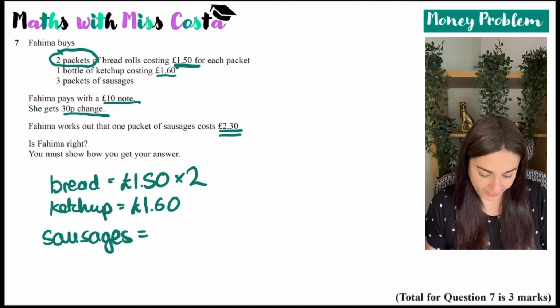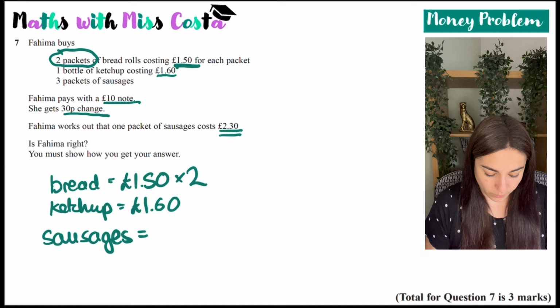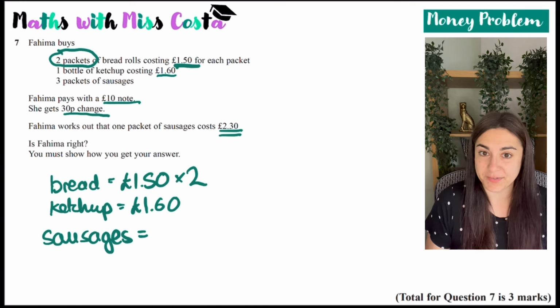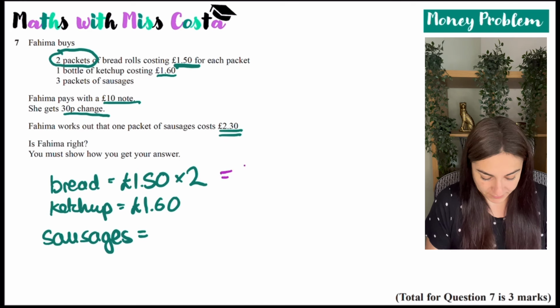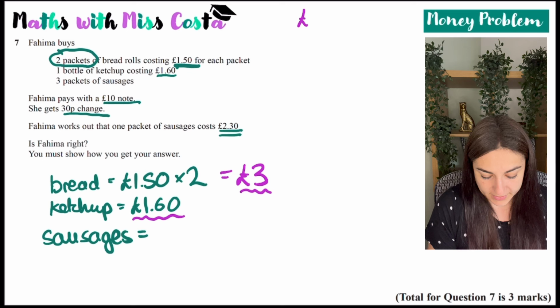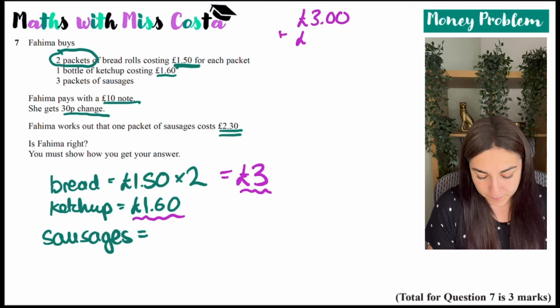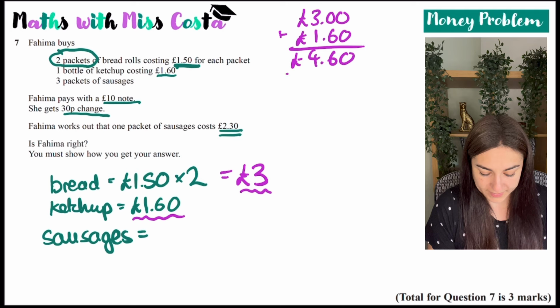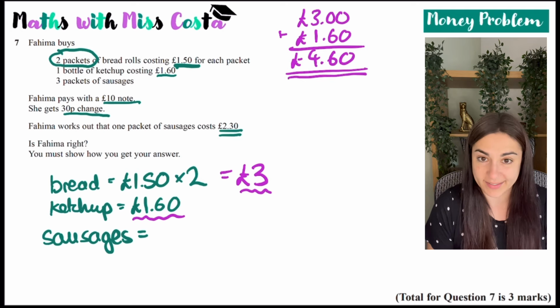Is Fahima right? So first of all, let's work out what we can. So bread is £1.50 times 2. So £1.50 times 2 is going to be £3. £1.60 is the cost of the ketchup. So let's add up the cost of what she's paid for so far. So £3 plus £1.60 is £4.60. So she spent £4.60 so far.